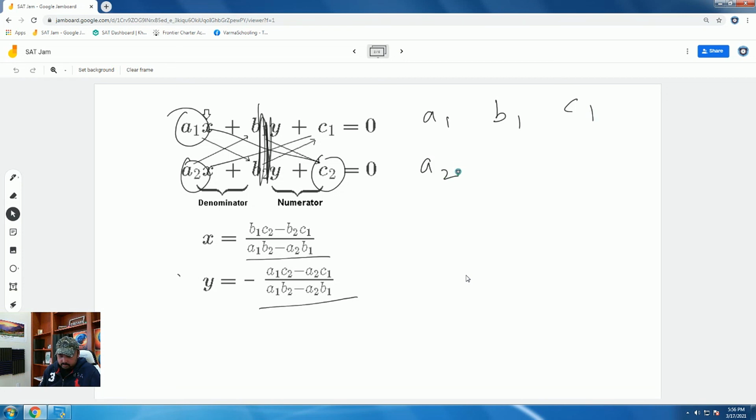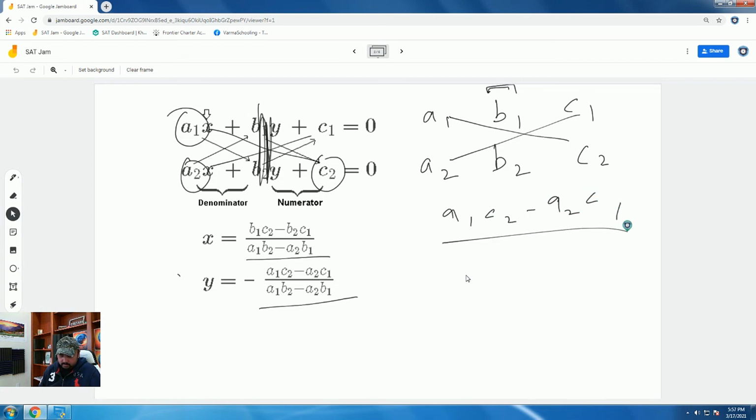That's just what it is at this point. So for the value of x, you cover this column, for the value of y, cover this column, and then a1, c2 minus a2, c1. And then your denominator is a1, b2 minus a2, b1. And remember the minus sign for the y. And that's how you calculate it.